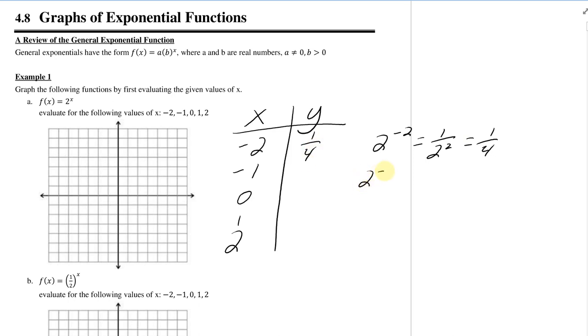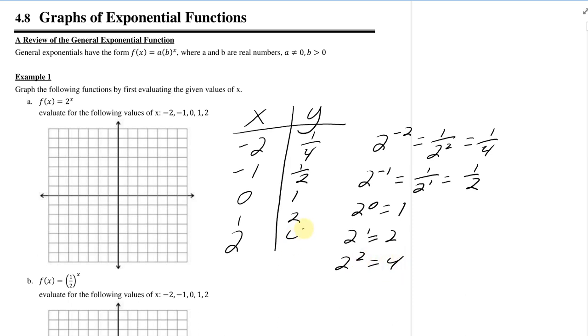Okay, so next I've got 2 to the -1st, so this will be really 1 over 2 to the 1st, so this is just really 1/2, nothing else to do there. Anything to the 0 power always equals 1, so we'll just plug that in. 2 to the 1st, well that one's pretty simple, and 2 squared, that one's also not so bad, right? So now we're going to plot these points, so maybe you want to pause the video and do that, hit play when you're ready.